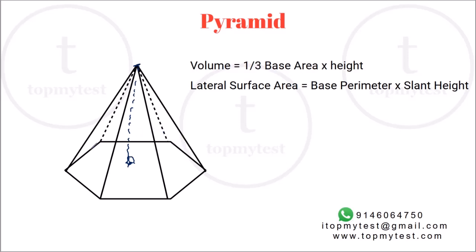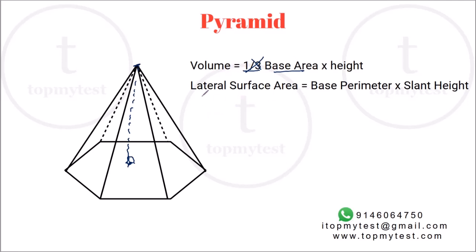Now with pyramids, the volume can be found out as 1/3 the base area into height. So if you know the area of the base, 1/3 of that into height will be your volume. Unlike a prism, where the volume was base area into height.